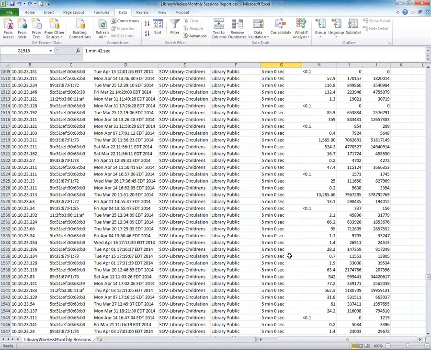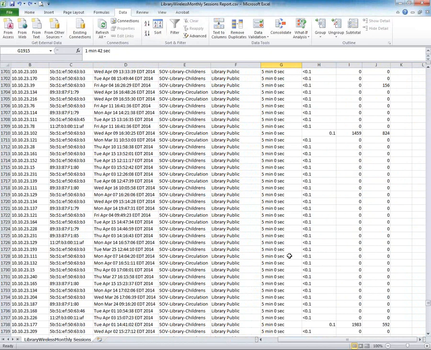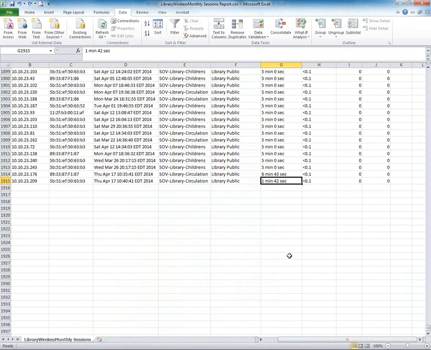Well, in this one we don't seem to have any that are less than 5 minutes. Oh, there's the one that's 1 minute and 42 seconds. If I were looking at this, I would think it was some kind of a device that automatically connected to the wireless, but the person never clicked on the splash screen, the screen that gives them your internet policies, in order to actually get on the network.